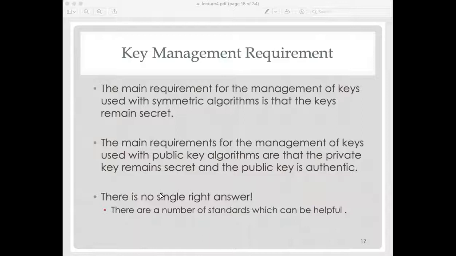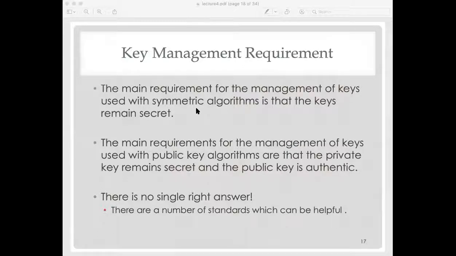The management of the keys is absolutely required in symmetric algorithms, where the key must always be secret, because the encryption key and the decryption key are the same, so the key should always be secret. In asymmetric algorithms, or public key algorithms, we need to do two things. We need to keep the private key secret, but also we need to keep the public key authentic.